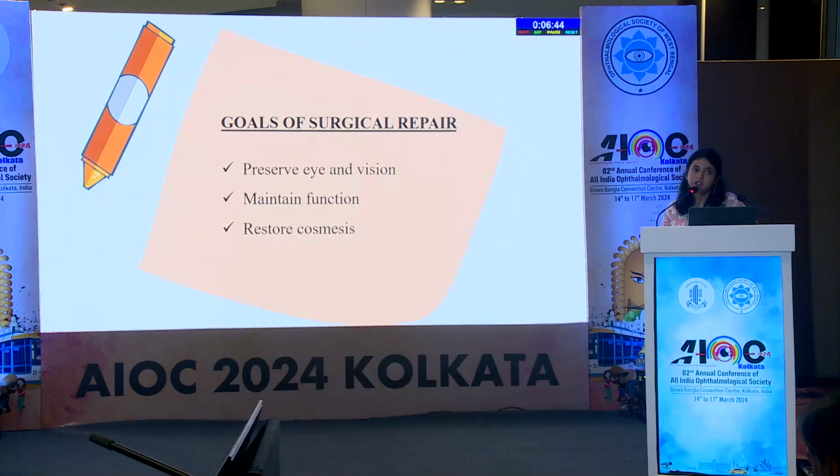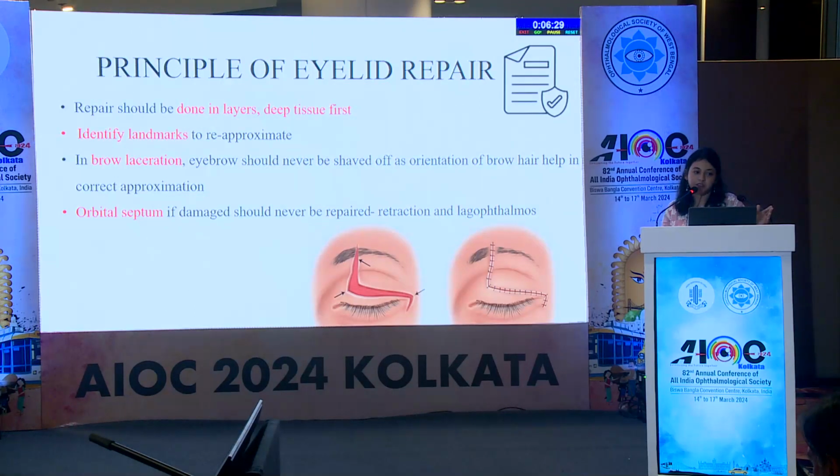So after all this, what is our goal of surgical repair? First and most important, preserve the eye and vision. Secondly, maintain the function. And third, restore the cosmesis. All of this can be achieved by a well-executed primary repair.